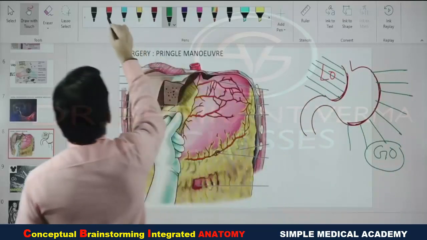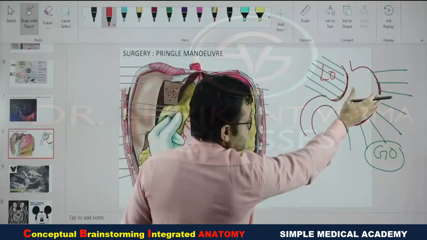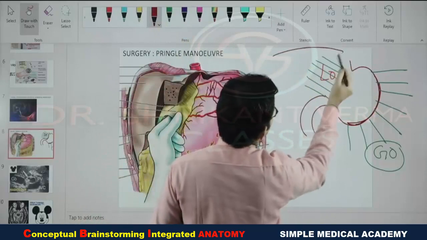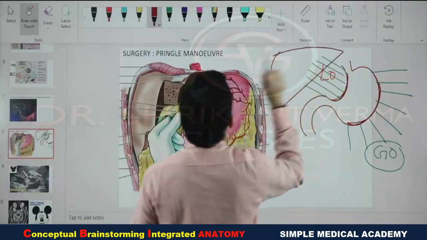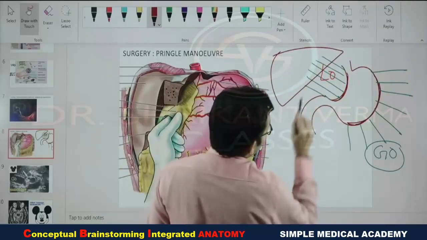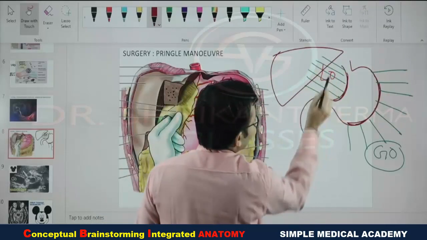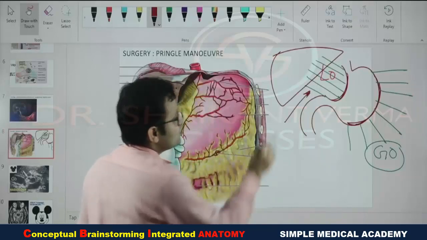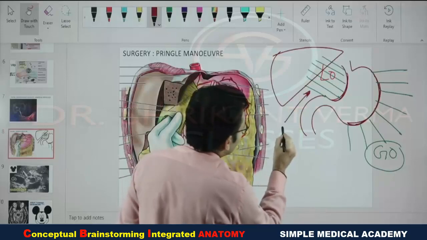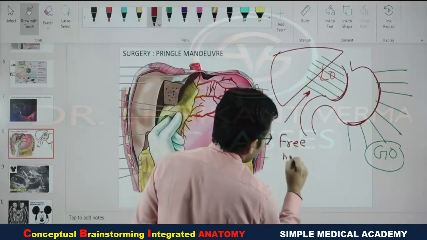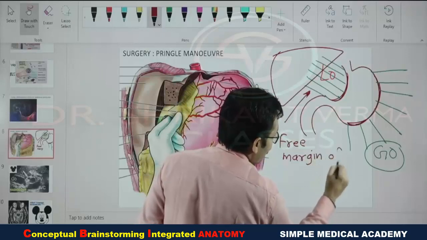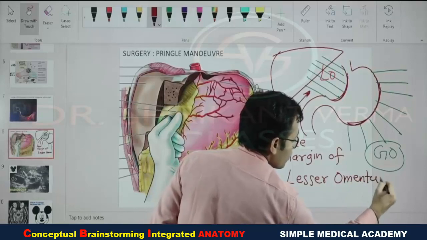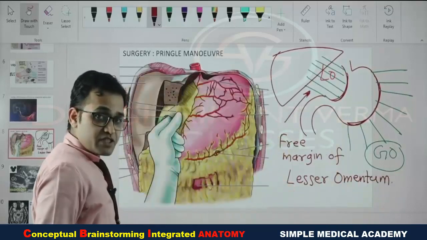Now see here, just on the left hypochondrium there is the stomach, while on the right hypochondrium there is the position of the liver. So definitely this is the liver part. So you can see the lesser omentum is attached all over, but this part is free. It is not having any attachment. So this free part is known as free margin of lesser omentum.